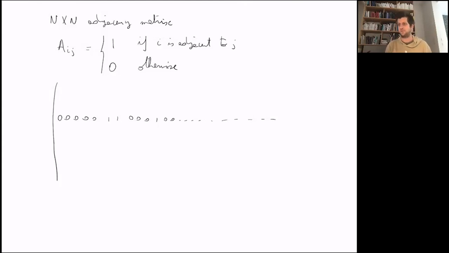And when you really have to do some matrix manipulation on graphs, then instead of using matrices, you can use a computational object called a sparse matrix that basically tries to encode only the positions where the entries are different from zero. So that would be the adjacency matrix, and we'll be using it quite a lot in the rest.